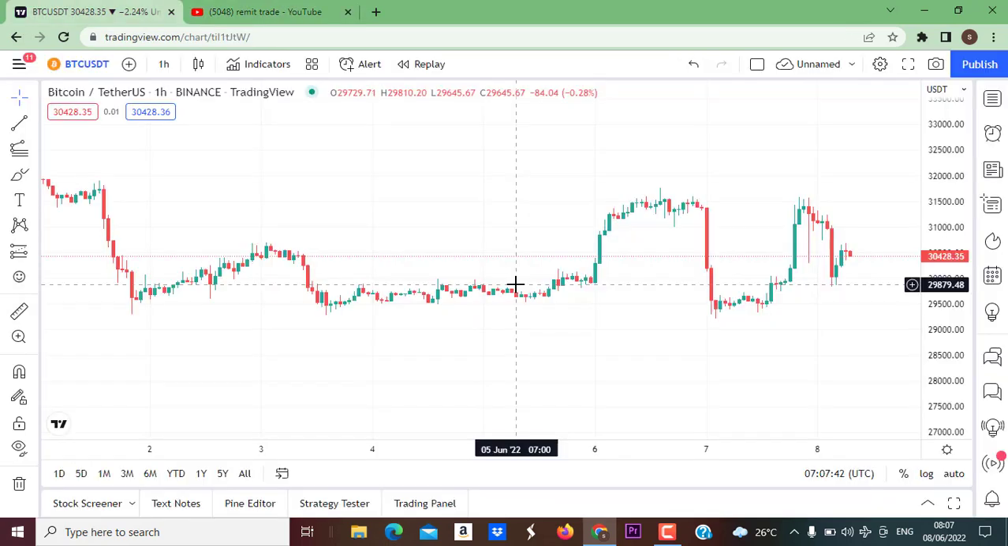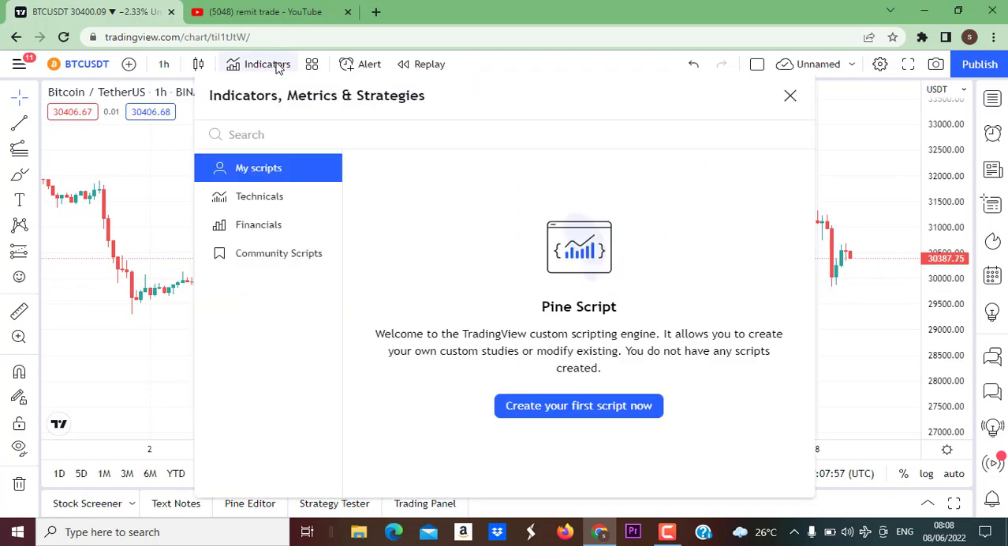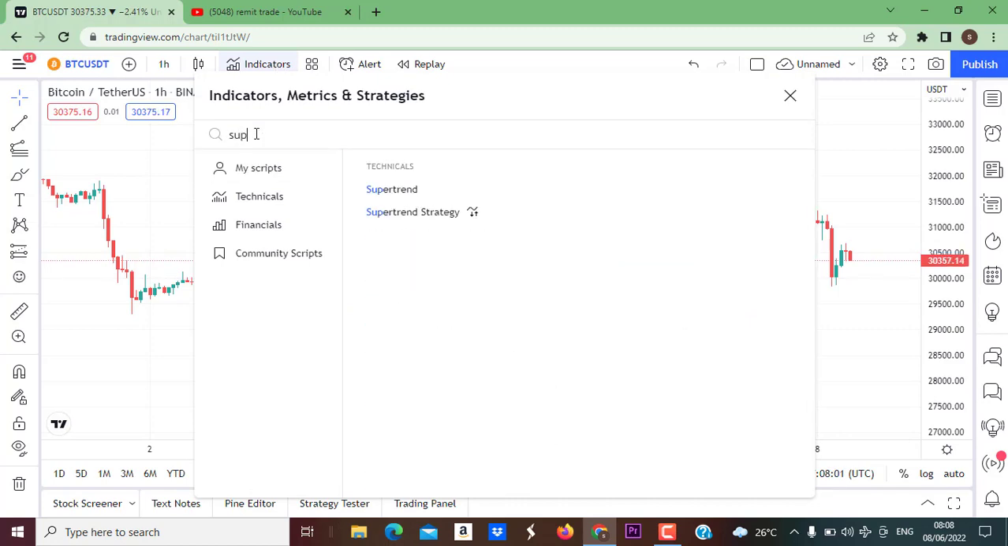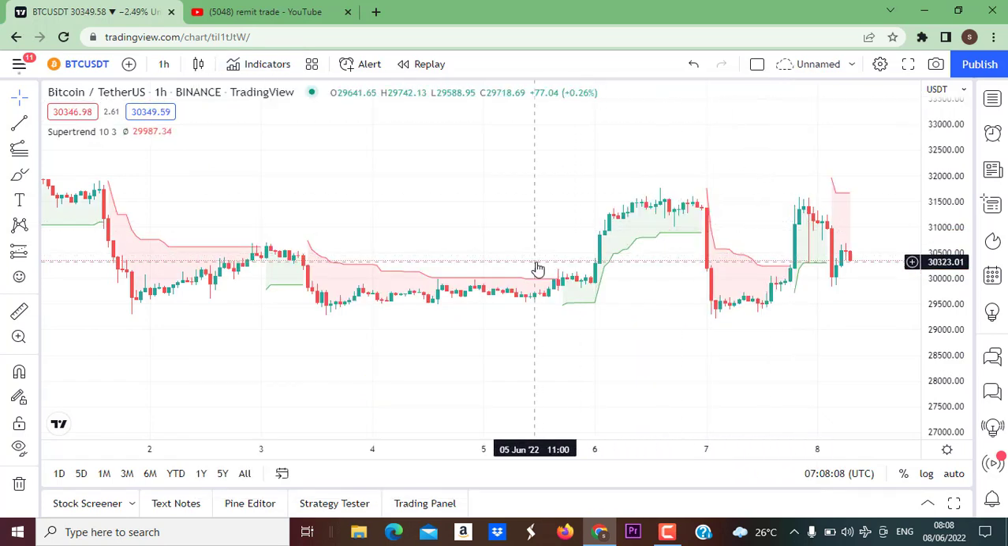I'm going to show you how to use this strategy to make $100 per day, and we are going to use two indicators. The first indicator we are going to use is the Supertrend indicator. You go to the indicator section right here and search for the Supertrend indicator. We'll click on it, and the Supertrend indicator is on our chart.